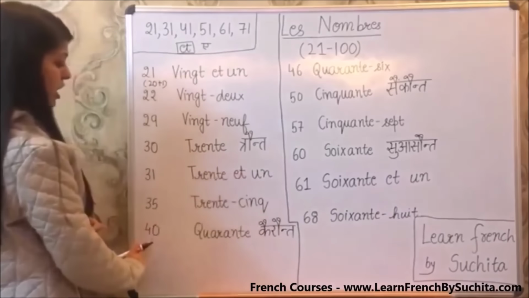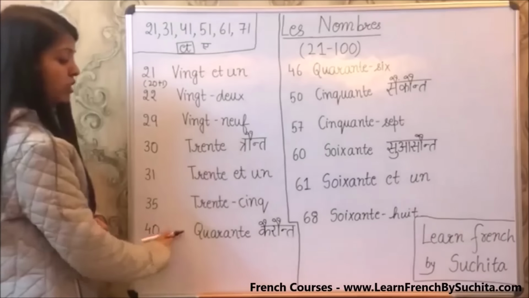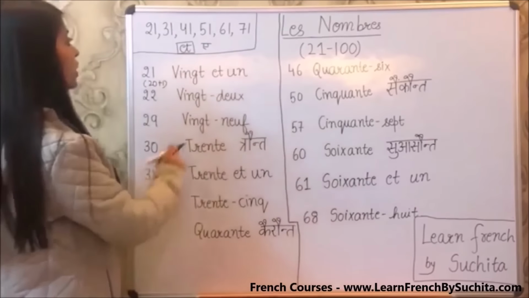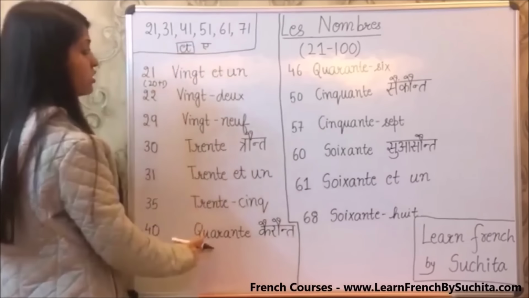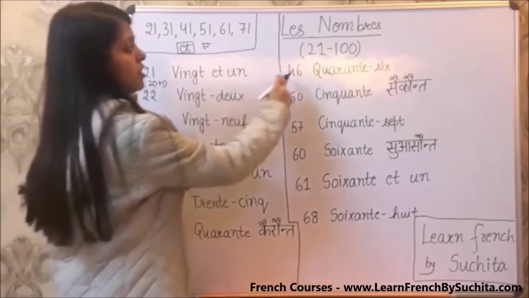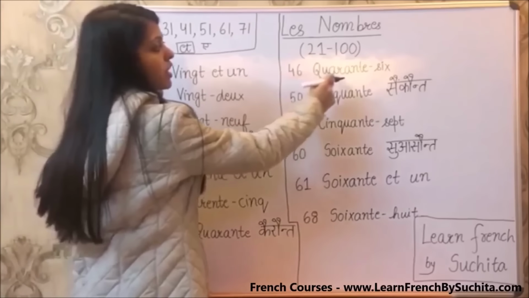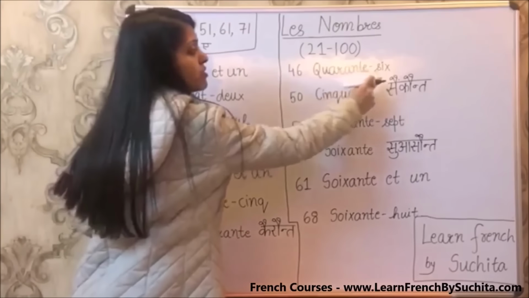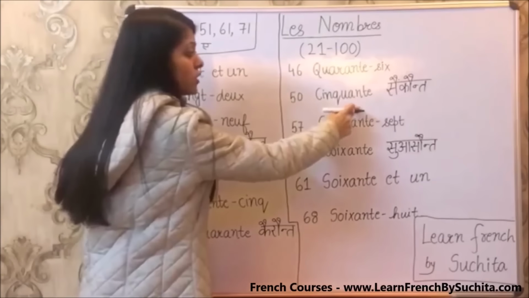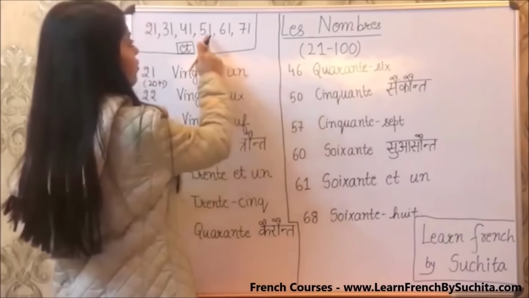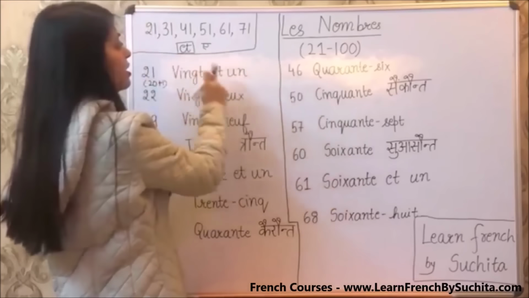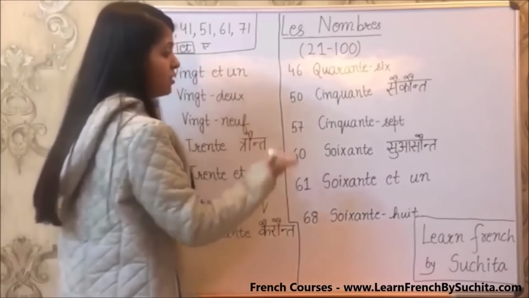35, trente-cinq. Now let's come on to 40. 40 is quarante. If I want to write 41, that would be quarante et un. Let's write 46. 40 plus 6, quarante-six. Now 50 is cinquante. If you want to write 51, how are we going to write? Cinquante et un. So it becomes 51.